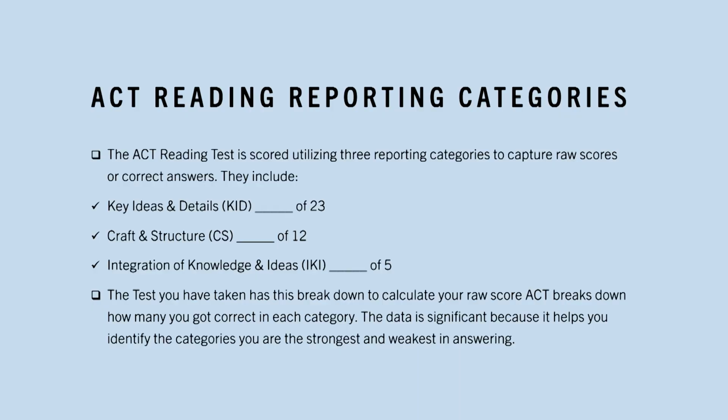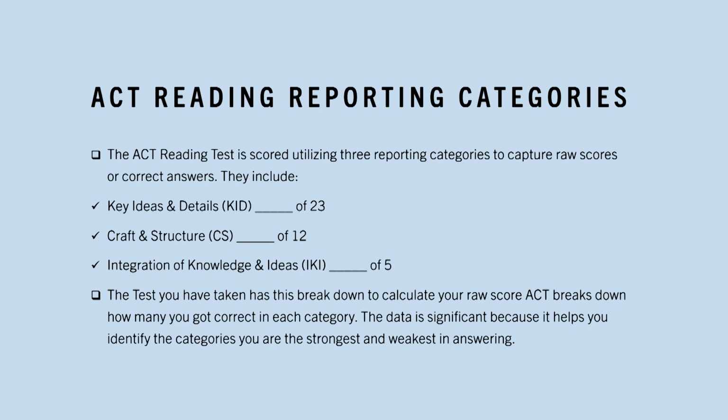ACT reading reporting categories. The ACT reading test is scored utilizing 3 reporting categories to capture raw scores, or correct answers. They include key ideas and details. In this particular test, we had 23 questions that dealt with key ideas. Craft and structure, we have 12 questions. Integration of knowledge and ideas, we had 5 questions that concentrated in that particular category.